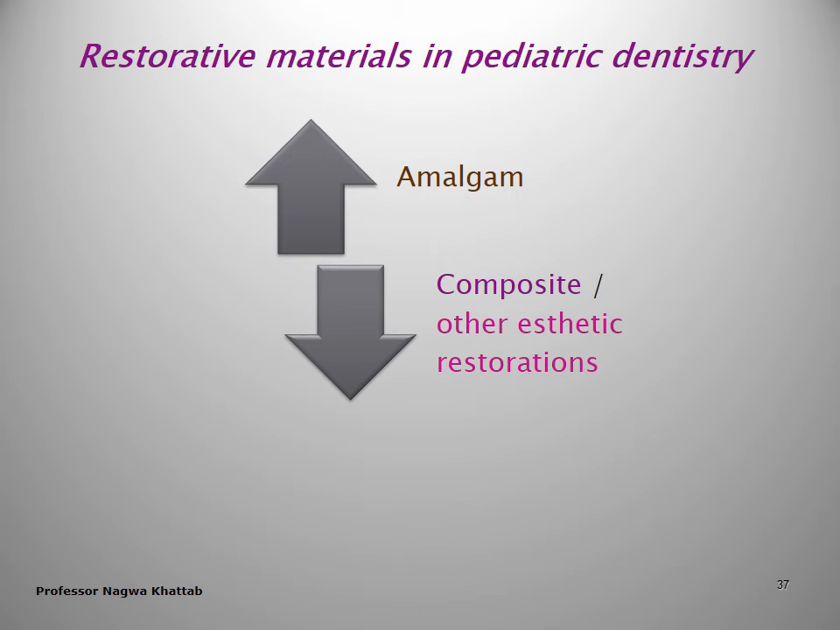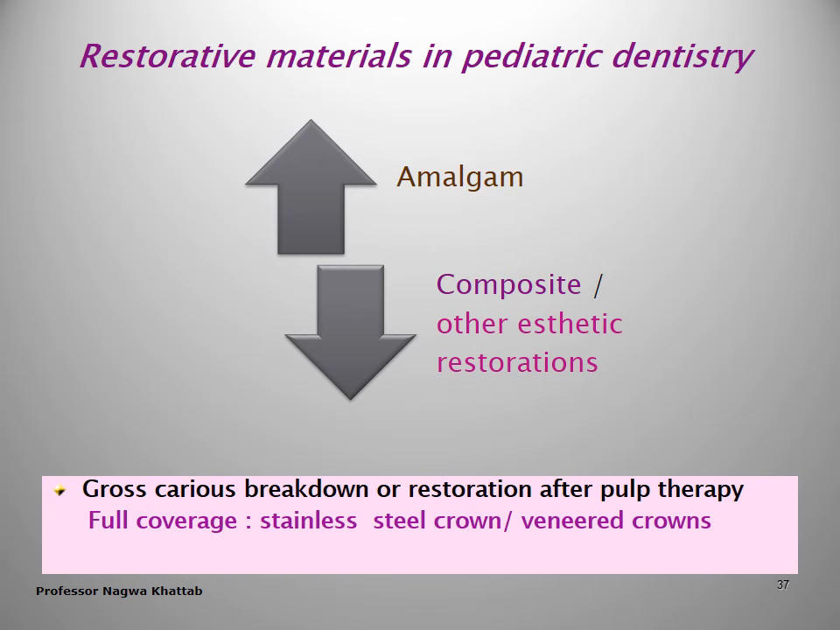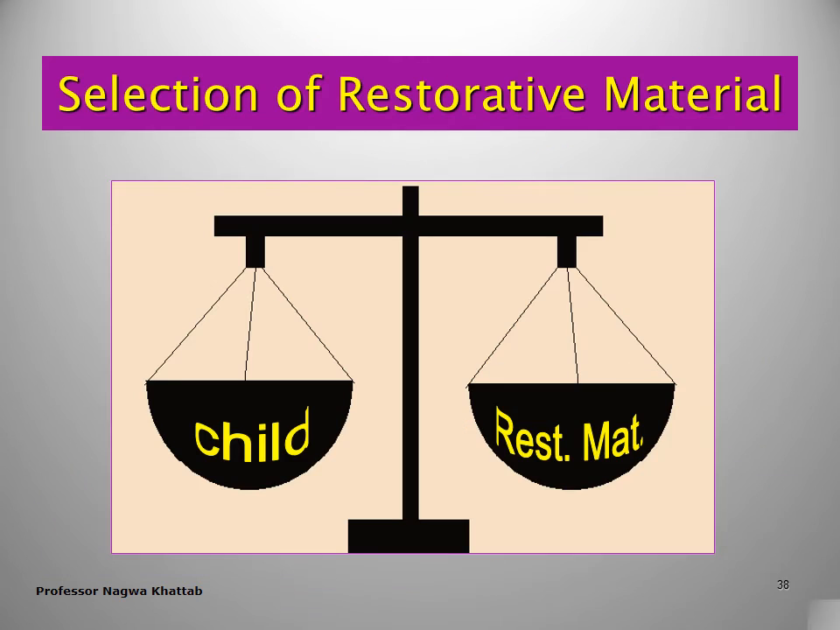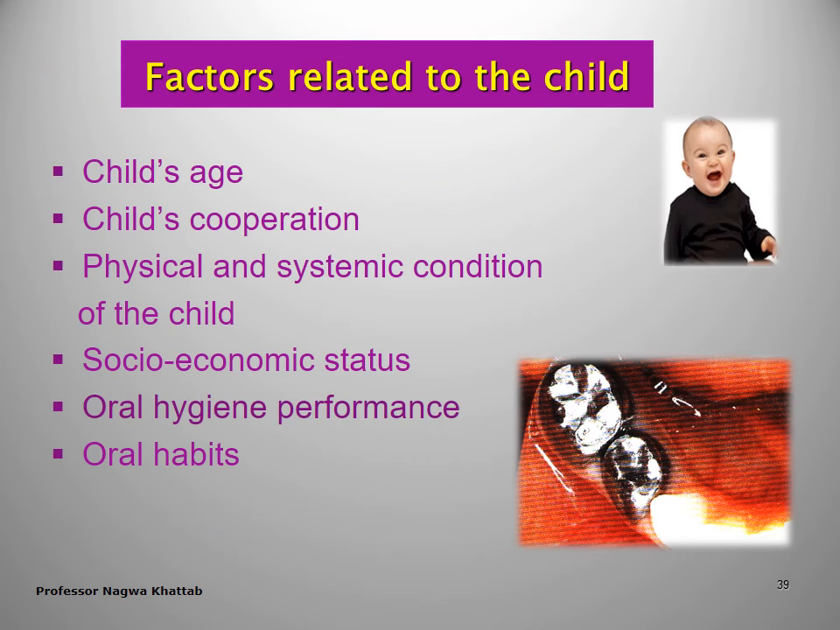Restorative materials for pediatric dentistry: we have to choose between amalgam, composite, or other aesthetic restorations. In case of gross caries breakdown, or restoration after pulp therapy, a full coverage like stainless steel crowns or veneered crowns is essential. Selection of the restorative materials depends on so many factors.